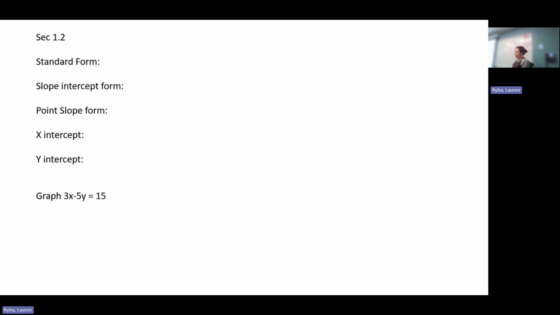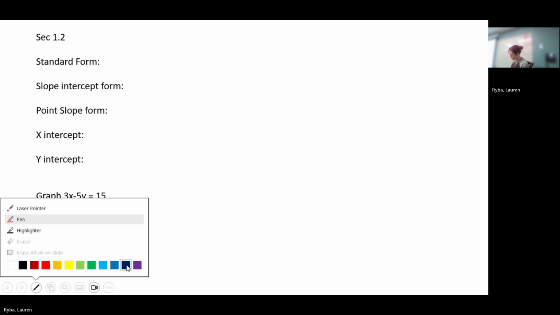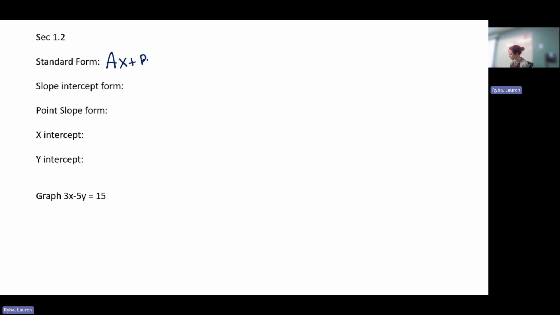All right, so we have a few different forms a line may be in. Standard form is ax plus by equals c. Slope-intercept form is y equals mx plus b. Point slope form, y minus y1 equals m times the quantity x minus x1.